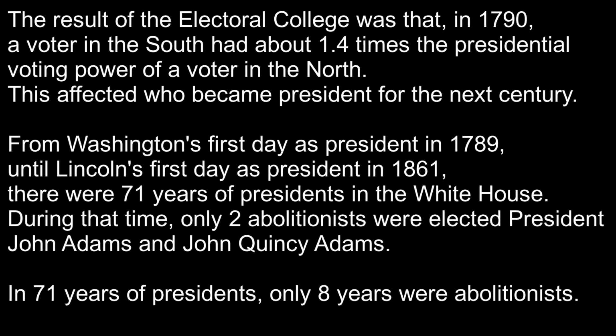This power can be seen in who became president. From Washington's first day as president in 1789 until the first day of Lincoln's term in office in 1861, there were 71 years' worth of presidents in the White House. During that period, the only abolitionists in the White House were John Adams and John Quincy Adams. Martin Van Buren was an abolitionist later in life, but he campaigned for president on opposing abolition and maintaining slavery in existing states. In the first 70 years, abolitionists were in the White House for a total of 8 years. And one reason for this was that the Electoral College gave the South outsized influence.